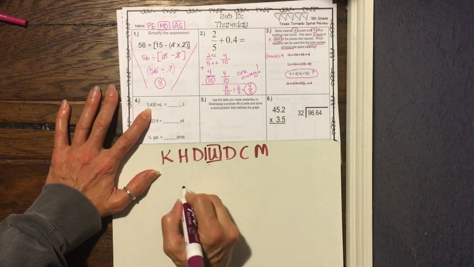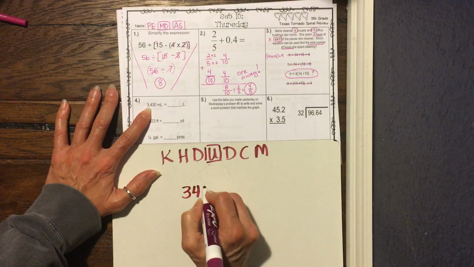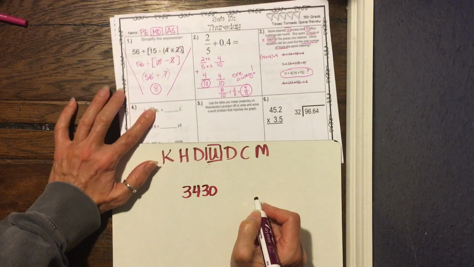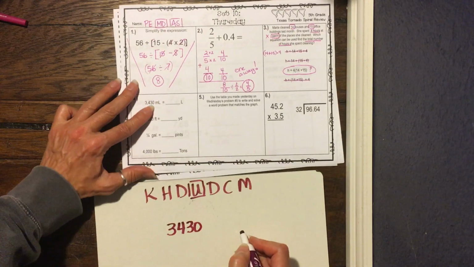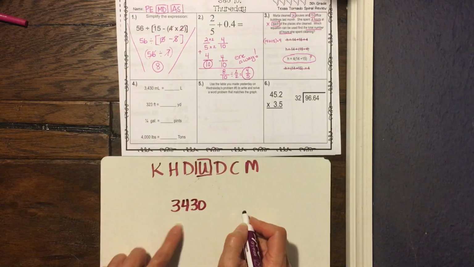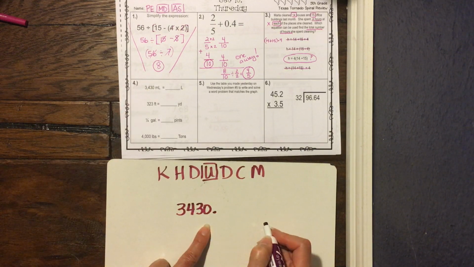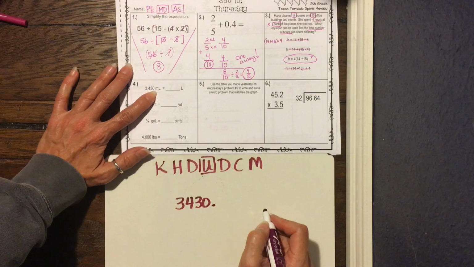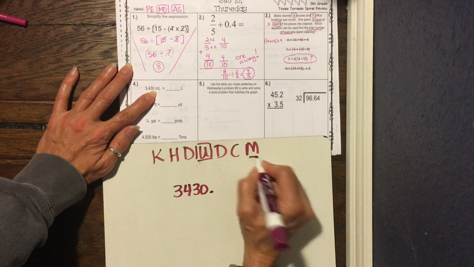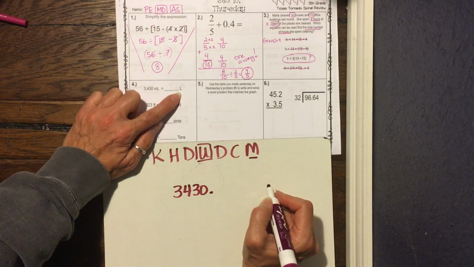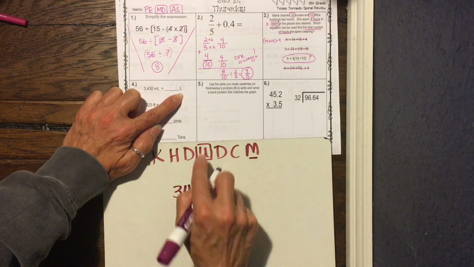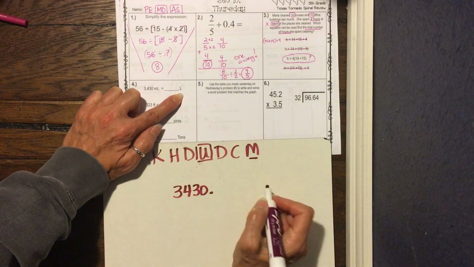They have given us 3,430, and they gave us milliliters, okay? Well, where's our decimal in this number? Y'all, if there's not a decimal in the number, you know it's at the end. This is milliliters, so that means they're giving us this number, and they want us to convert it to liters. Well, liters is right here. It's our basic unit of measure.